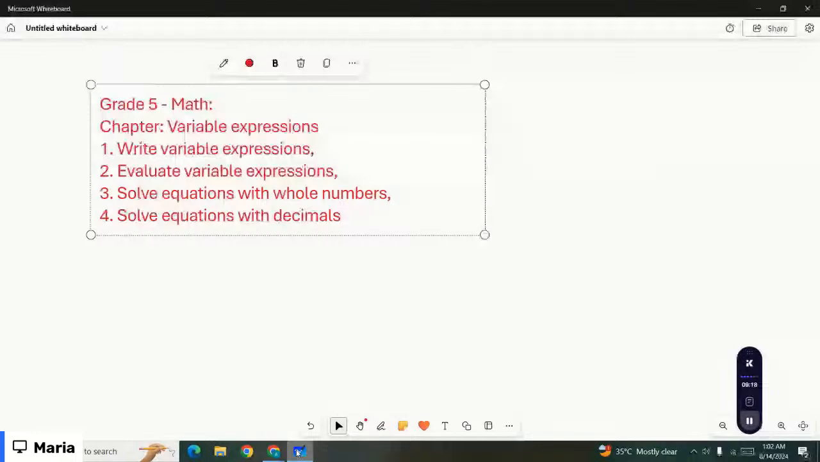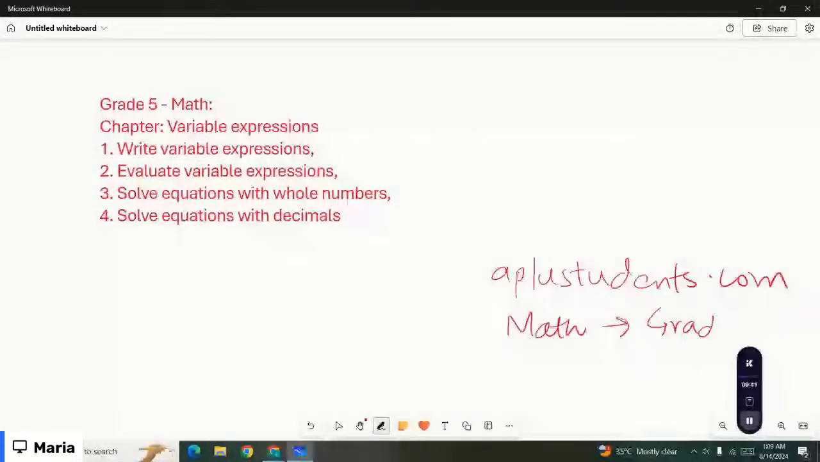Get the lessons on the platform, then select math from the subject tab. Scroll down and click on view all lessons. There you can find a list of the chapters. We're going to start with the chapter variable expressions.